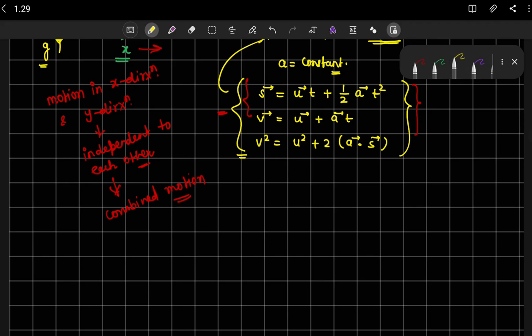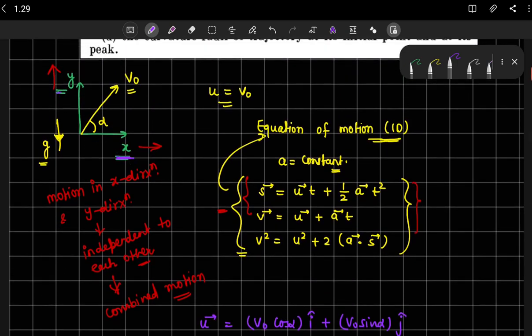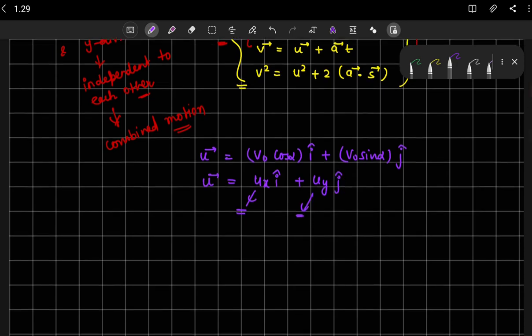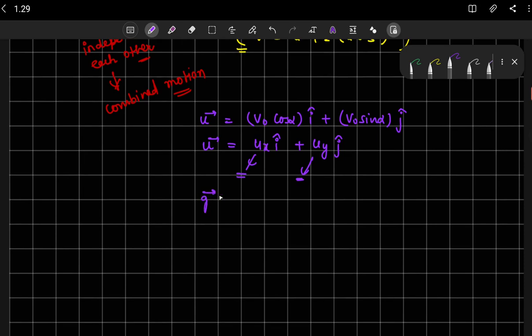Now let us first write the initial velocity, given as u vector equal to v0 cos alpha i cap plus v0 sin alpha j cap, where i cap and j cap are the unit vectors along the x and y direction respectively. So we can write the initial velocity as ux i cap, representing the initial velocity in the x direction, and uy j cap, representing the initial velocity in the y direction. And the acceleration, let us write it as g vector equal to minus g into j cap.